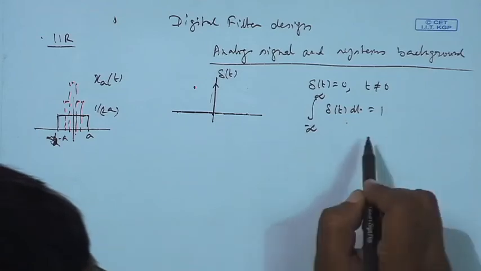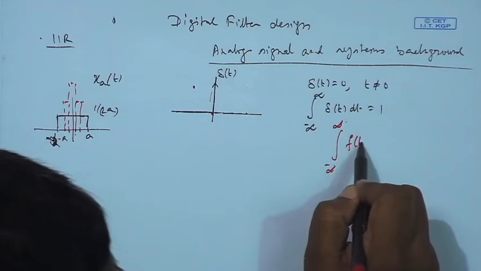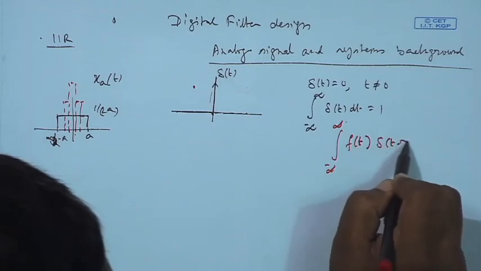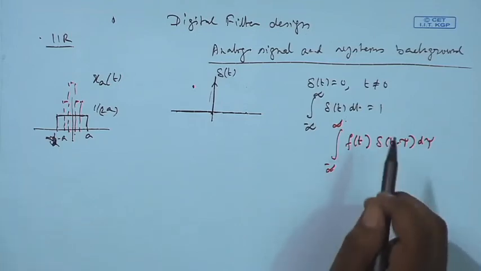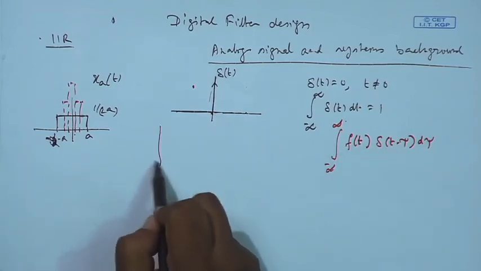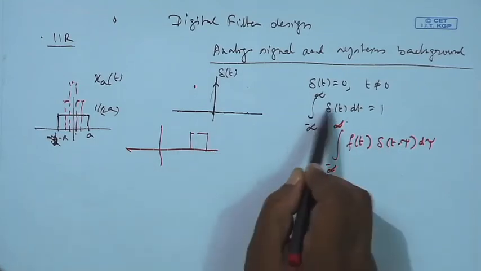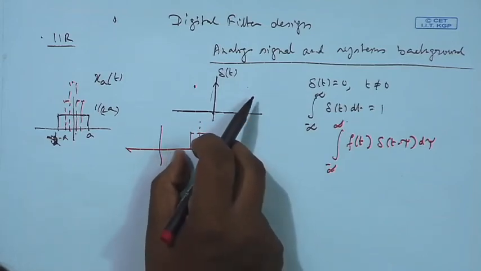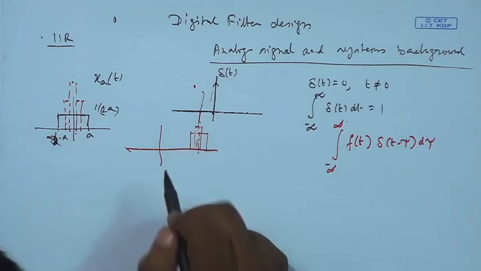In the limiting sense, area will be 1. This function has another property. If you take the integral from minus infinity to infinity of any function f t times delta t minus tau d tau, what will that be? There is a box here, delta t minus tau, and this box area is 1. So, you squeeze and this will finally shoot up to infinity, area will remain 1, that is delta t minus tau.